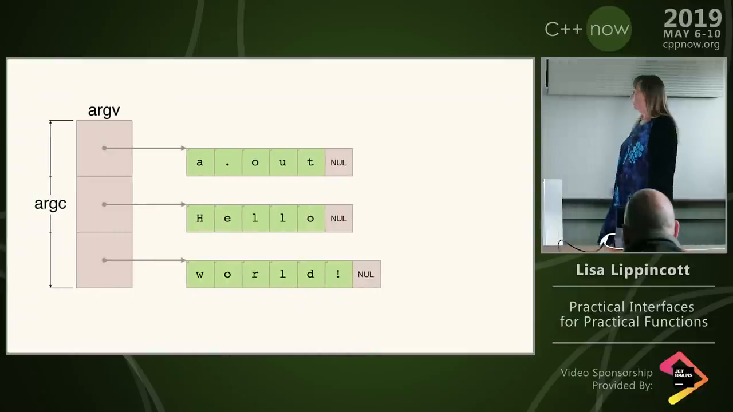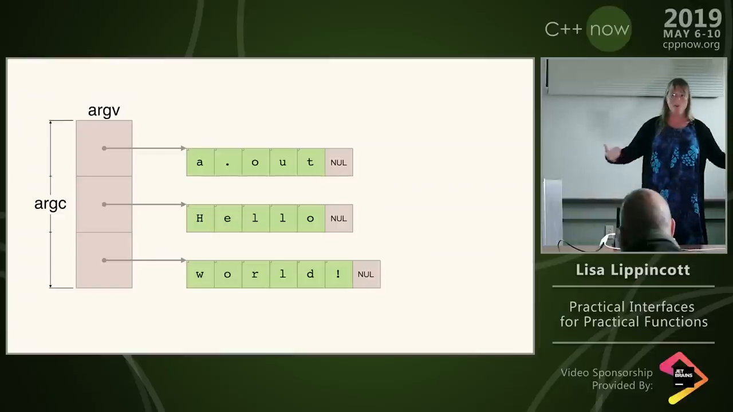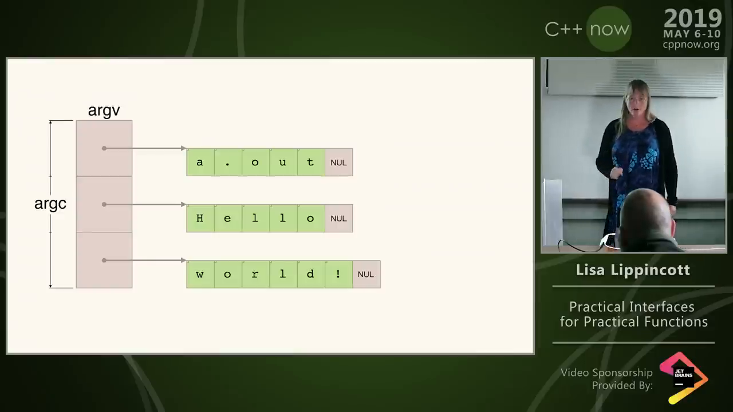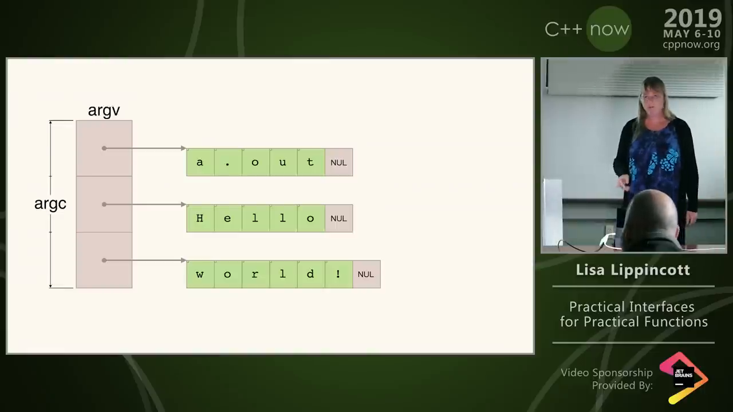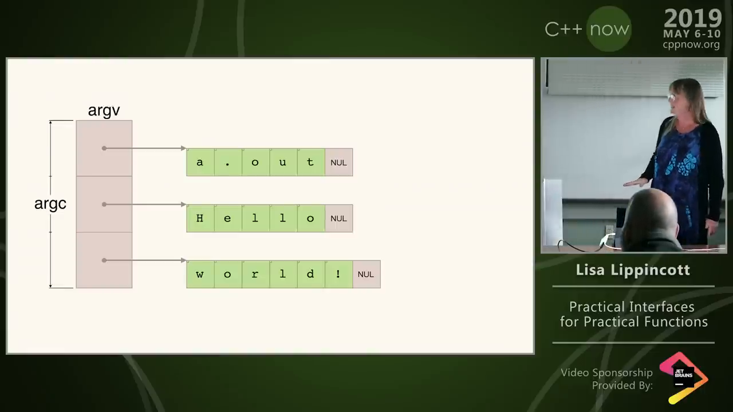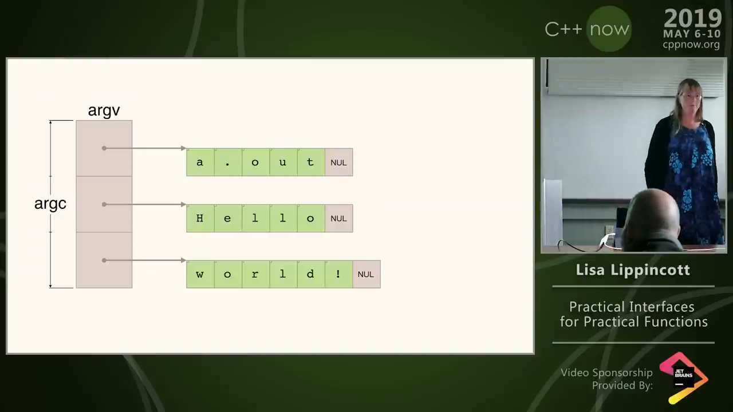If we draw out what we use in the interface for main, we have two parameters, argv and argc. Argv is an array of pointers. Argc tells us how long the array of pointers is. The pointers point to these null terminated byte strings.